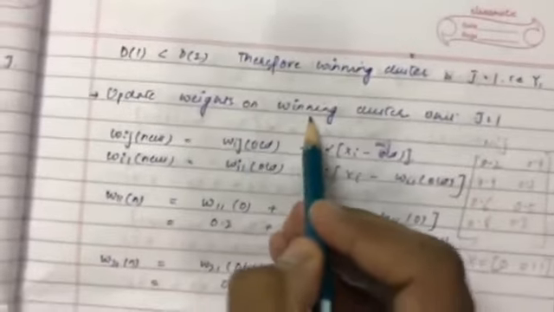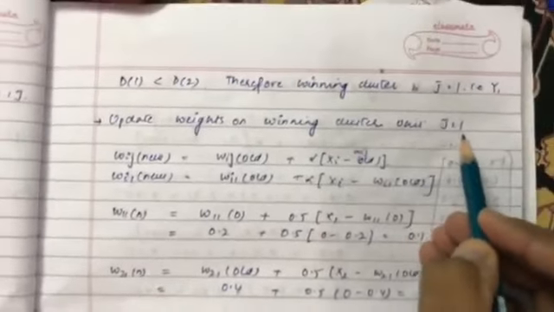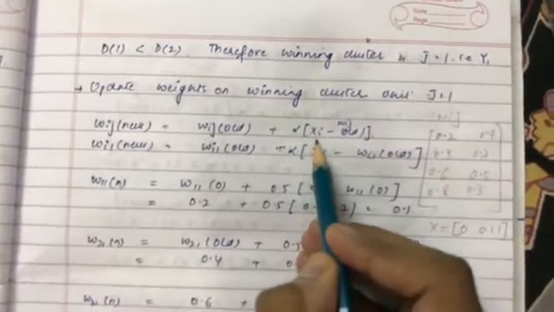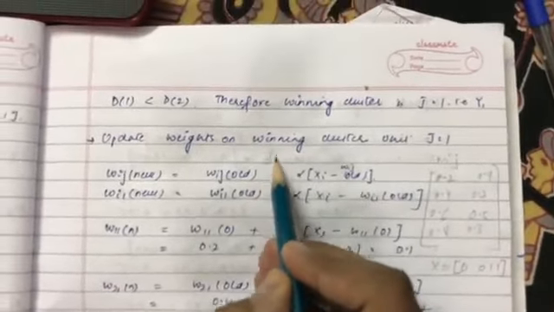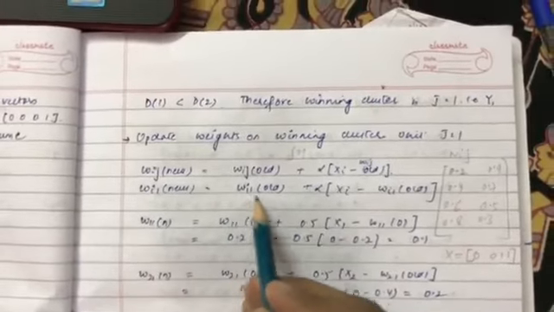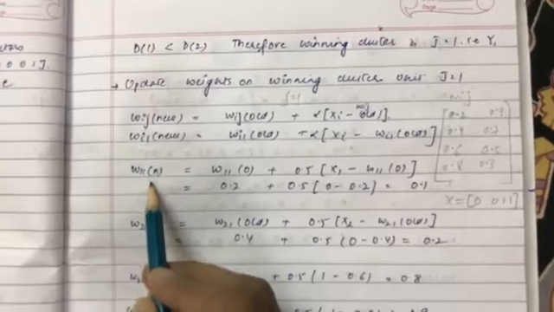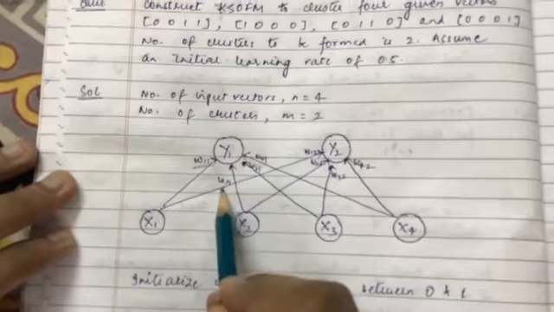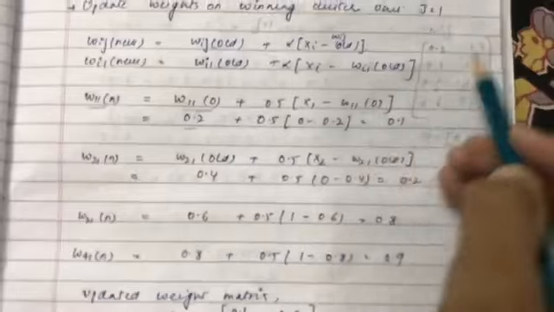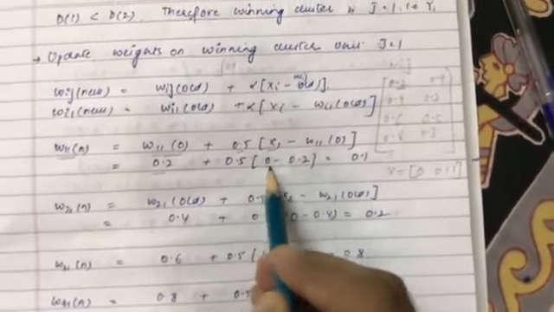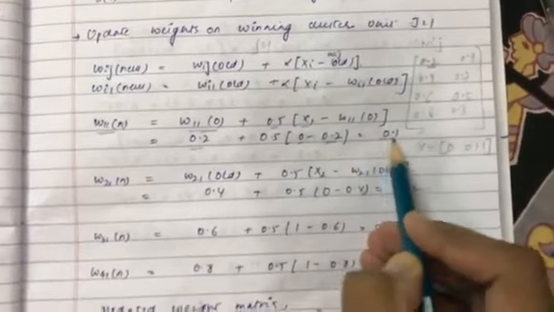Now we'll apply weight updation on the winning cluster unit, that is j equal to 1. So wij new equal to wij old plus alpha times xi minus wij old, where j equal to 1. So wi1 new equal to wi1 old plus alpha times xi minus wi1 old. Now let us see w11 new. Now we'll apply weight updation to w11 new, w21, w31, w41. So w11 new will come out to be w11 old, that is 0.2, plus 0.5, that is alpha, times x1 which is 0 minus w11 old which is 0.2, that is 0.1.